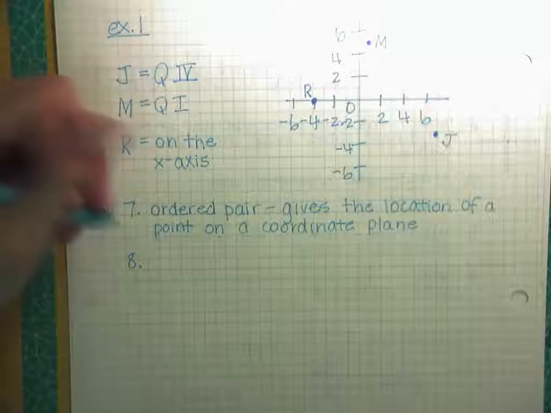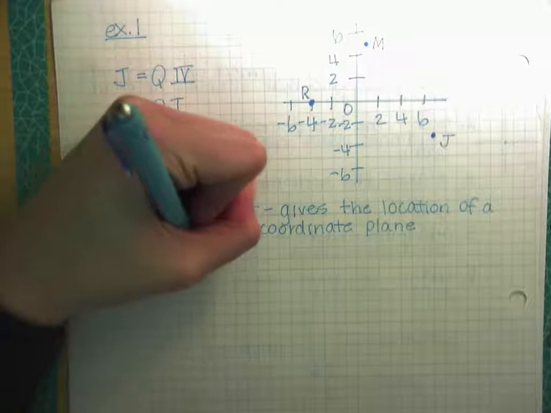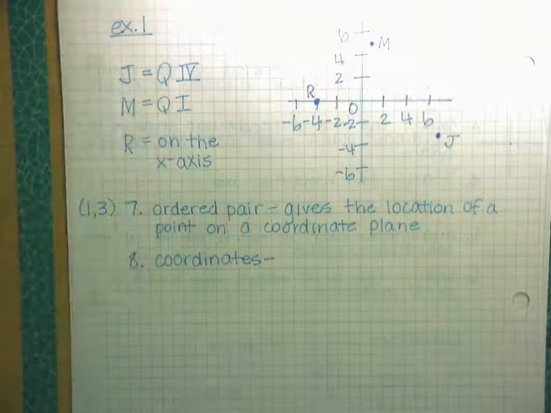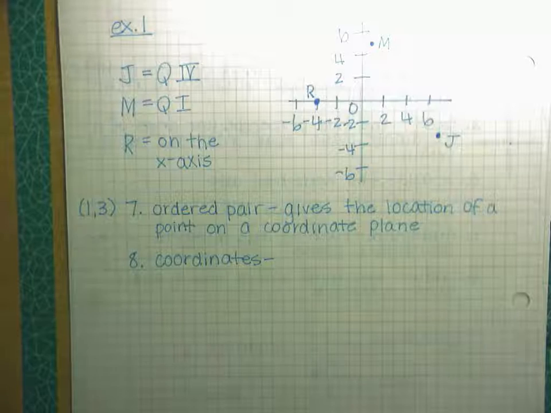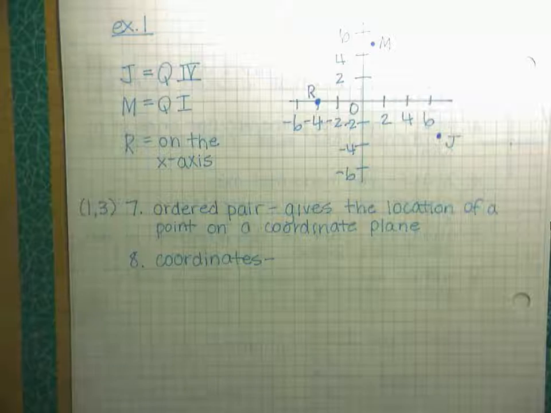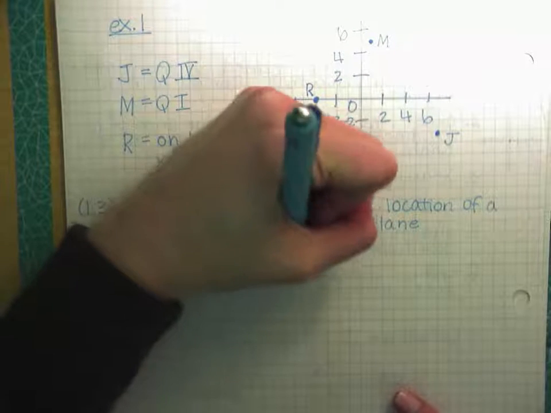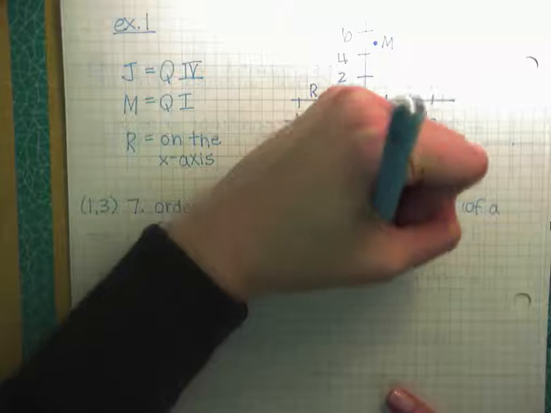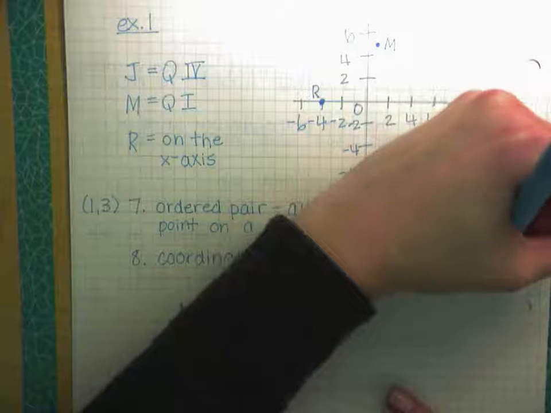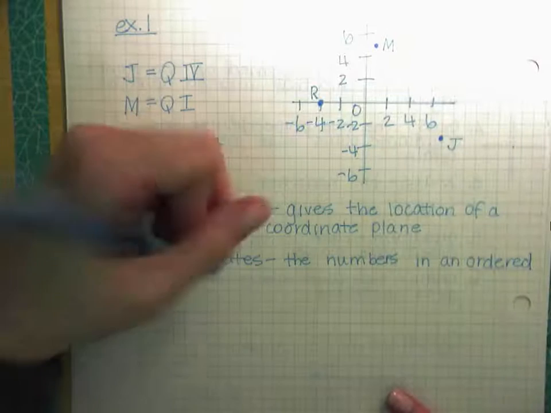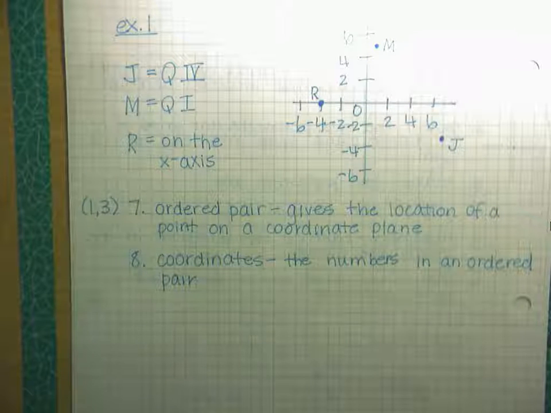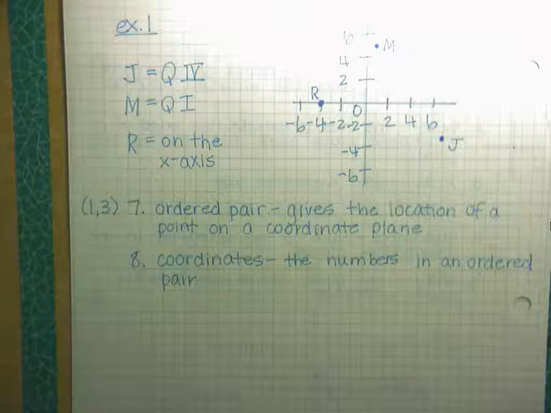Okay, the next term is the word coordinates. And the coordinates are just the numbers in an ordered pair. So 1 and 3 are coordinates. So coordinates are the numbers in an ordered pair. And again, they're going to give us the location of a point within the coordinate plane.